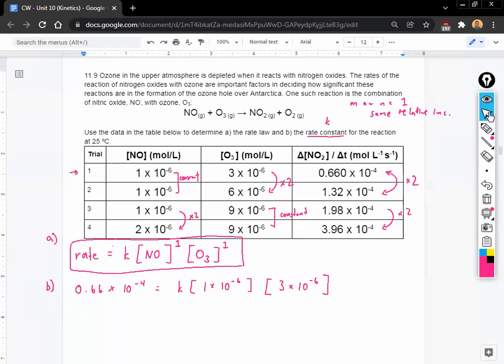I'll give you guys a minute to try to calculate K. You can punch it into your calculator. Hopefully you have one that can do exponents and things like that. It'll make it a bit quicker and easier.